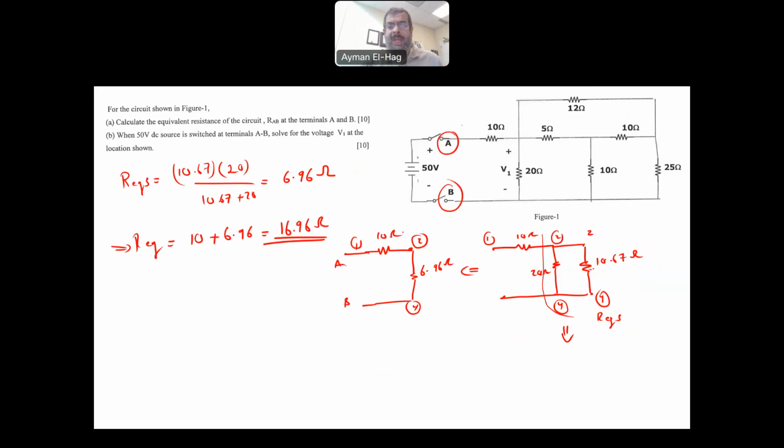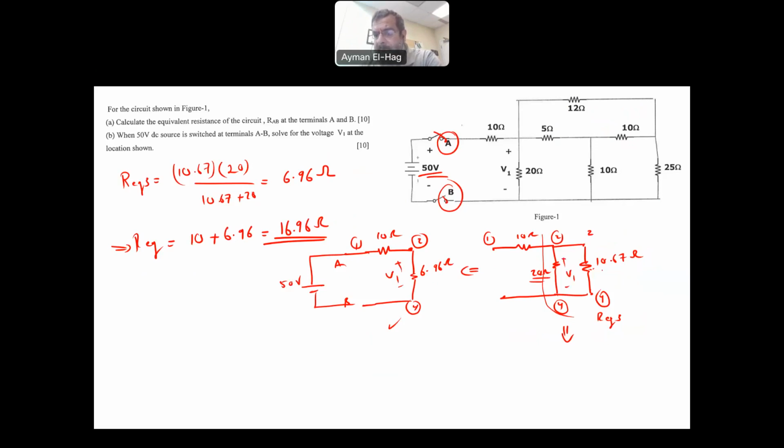Part B. Now, when I connect a 50 volt source here, so I connect the switch, what is the voltage V1? The voltage across the 20 ohm. Now, we need to get the benefit of the reduction that we have done in the circuit. As a matter of fact, the reduction that we do helps us find the other electrical quantities in the circuit. So I will go to the last circuit I achieved, which is this one. And here I will have my 50 volt, and this is my V1.